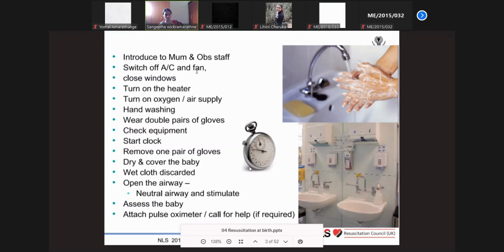So you have to switch off the AC and the fan wherever you are going to resuscitate the baby. Then you have to close the windows if there are running air currents, and turn on the heater. You might have a resuscitator with a heater or a radiant warmer. Whatever the resuscitating place, you have to make it activated, so you have to switch it on. Then the oxygen supply, either from the wall or the cylinder, you have to turn on and see whether the oxygen is there, right?